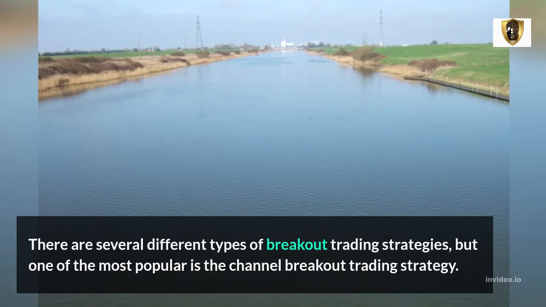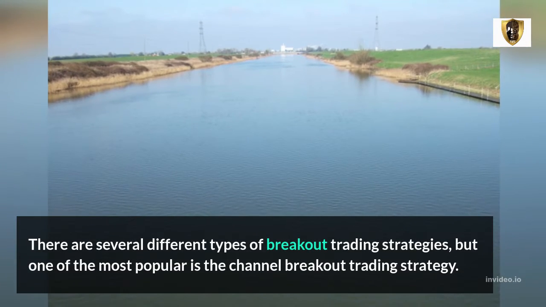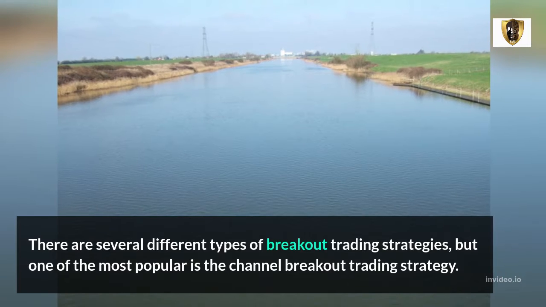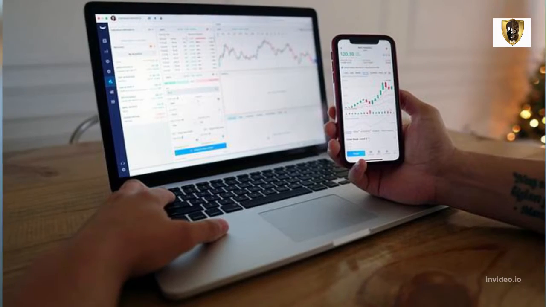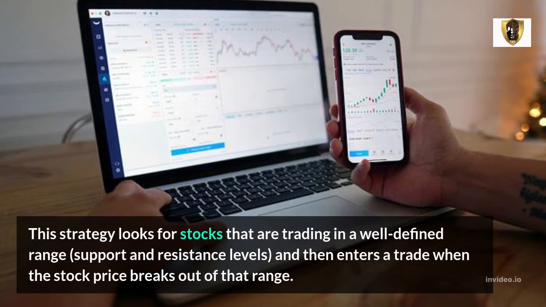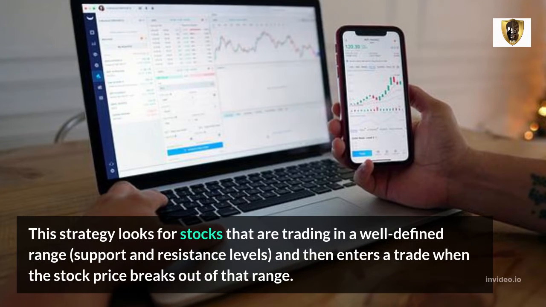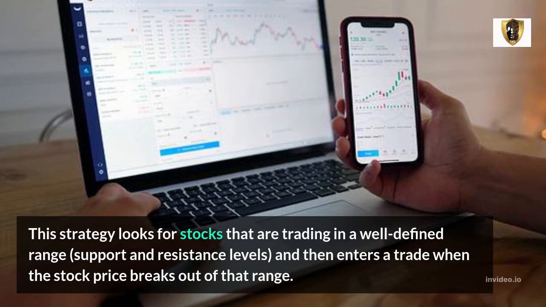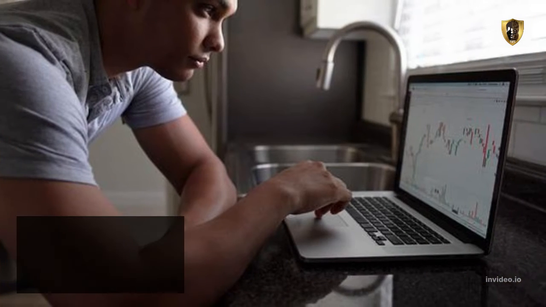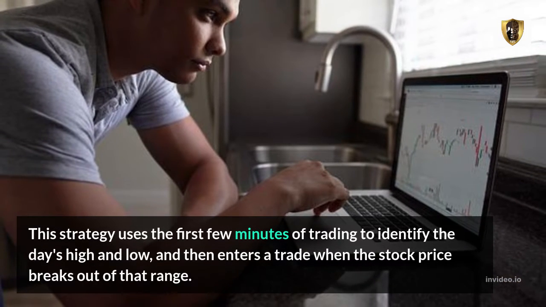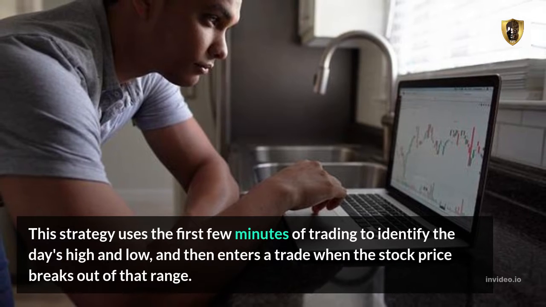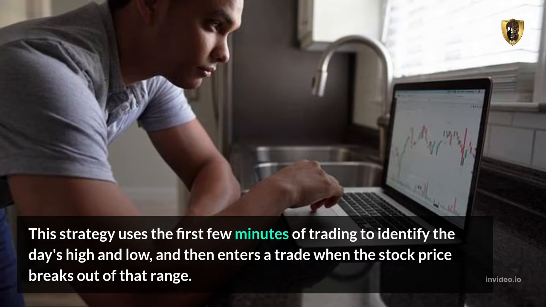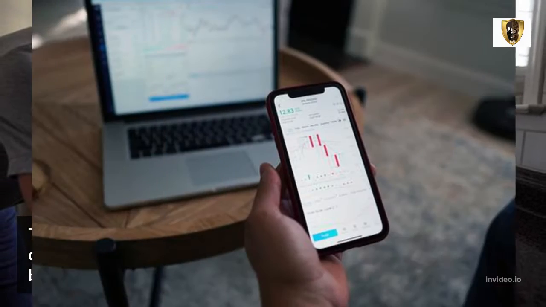There are several different types of breakout trading strategies, but one of the most popular is the channel breakout trading strategy. This strategy looks for stocks that are trading in a well-defined range, support and resistance levels, and then enters a trade when the stock price breaks out of that range. This strategy uses the first few minutes of trading to identify the day's high and low, and then enters a trade when the stock price breaks out of that range.